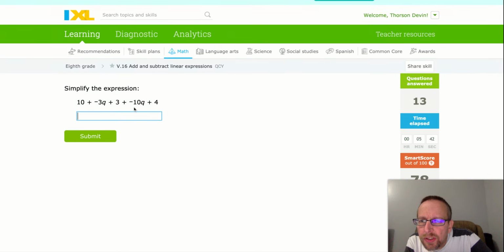Here, I only see two terms with q's. So I'm going to add the -3q to the -10q, get a -13q. And then I'm going to add the 10, the 3, and the 4. That's going to be 17. And it's a positive, so plus 17.